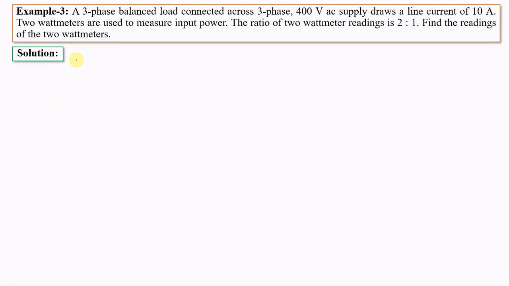In this question, the line voltage VL is given as 400. The line current is 10 ampere. And the reading of the two wattmeters, that is W1 is to W2, it is given as 2:1. So we can write W1 by W2 is equal to 2 by 1, and that is 2.